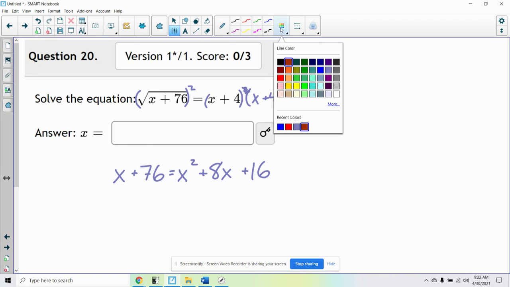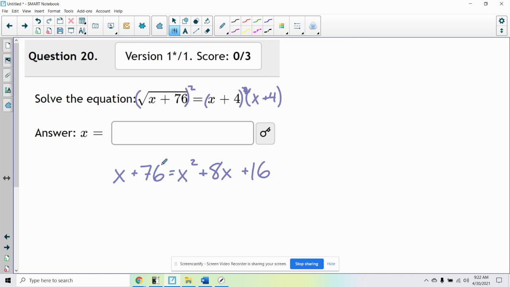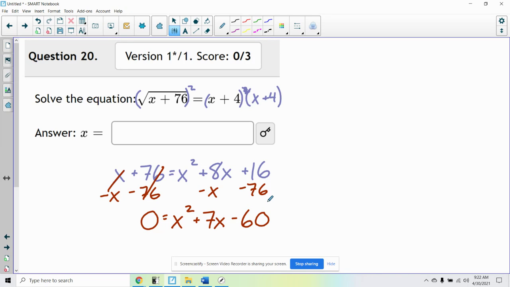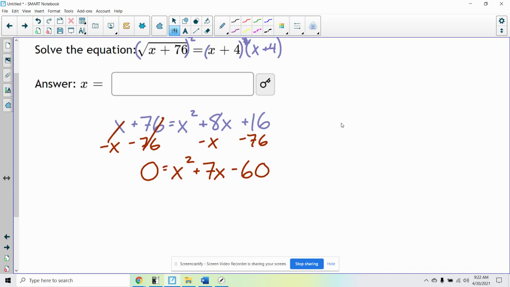So I have squared terms, linear terms, and constant terms. I'm going to get everything on one side. So I'm going to subtract x and subtract 76 from both sides. I'm left with 0 equals x squared plus 7x minus 60. 16 minus 76 is negative 60.